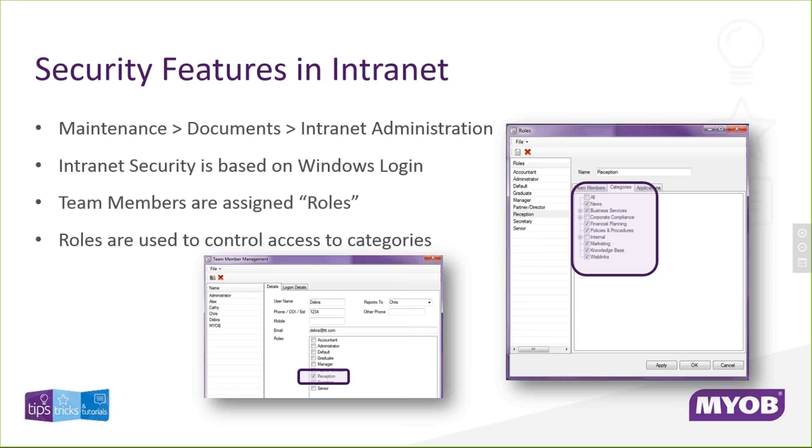Now let's spend a few minutes going through the security features within Intranet. So Intranet security is normally based on the user's Windows login, and you can access the Intranet security by going through the maintenance area, accessing the documents area, and then going through the Intranet administration. And whenever a user logs into Intranet, they're actually accessing Intranet with a specified role that was assigned to them. And it's the roles that are used to control access to the different categories or contents within the Intranet.